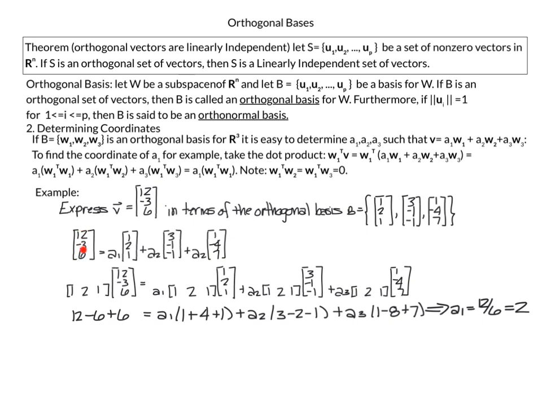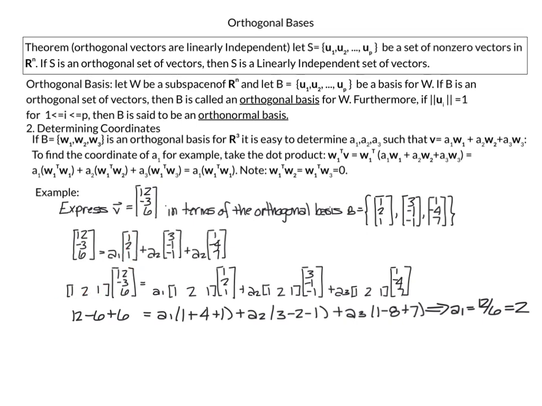So again, we want to express the vector (12, -3, 6) as a linear combination of (1, 2, 1), (3, -1, -1), and (4, -1, 7). To find a1, because it's associated with the (1, 2, 1) vector, I'm going to multiply both the left and the right-hand side of this equation by (1, 2, 1).